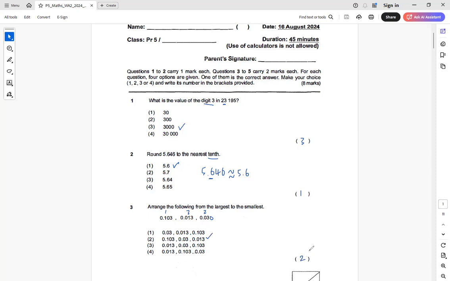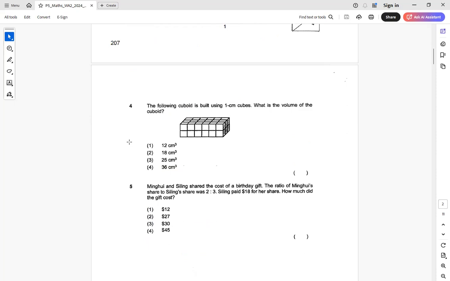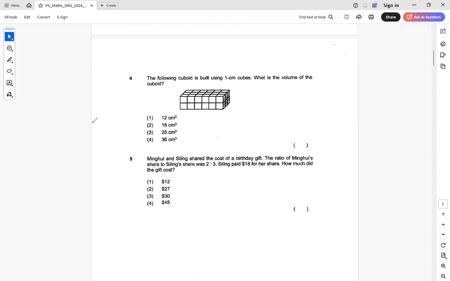All right. Okay, let's move on to the next question. The following cuboid is built using 1 cm cubes. What is the volume of the cuboid?